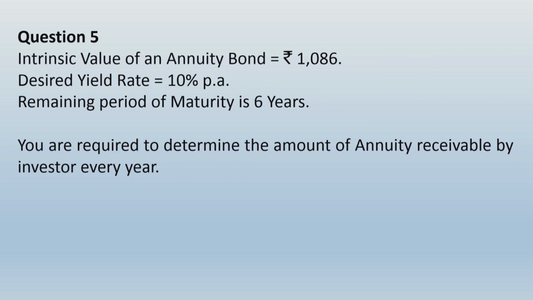Let us move ahead and now take up the next question, that is question number 5. It says the intrinsic value of an annuity bond is 1086, desired yield rate is 10%, remaining period of maturity is 6 years. You are required to determine the amount of annuity receivable by the investor every year. So, here it is a reversal calculation. Annuities are missing, but the discounting rate is given and the intrinsic value is also given. So, simply let us see how to present the solution.